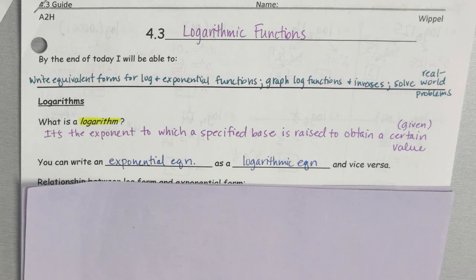So, like I said, a lot of times it's hard for people to say what is a logarithm. It is a function that relates a base and an exponent. Okay, and when you're doing the logarithm, it is the exponent to which that specified base is raised to obtain a certain value. So we're going to do lots of practice with that today. So you can write an exponential equation as a logarithmic equation and vice versa. So let's look and see how those are related.